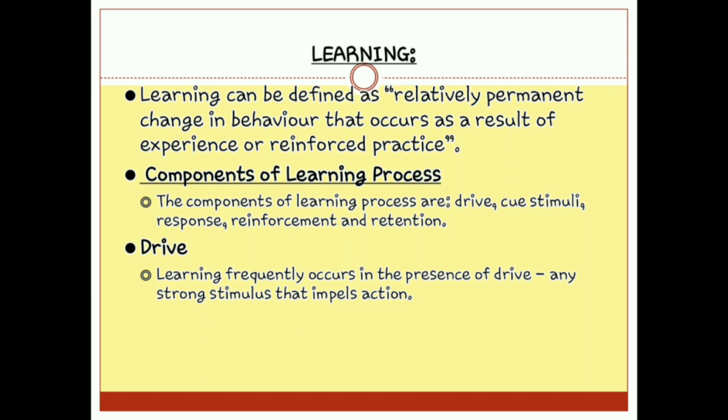Learning. So learning is another important psychological process that determines human behavior. So first we can see the definition of learning. Learning can be defined as a relatively permanent change in behavior that occurs as a result of experience or reinforced practice. So there are four important points in the definition of learning.